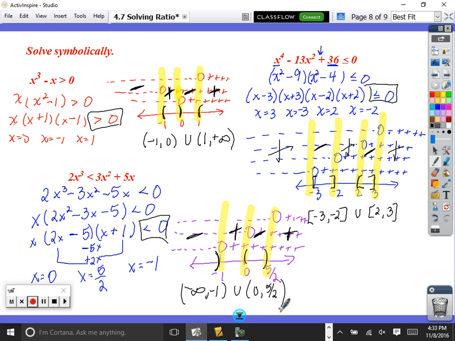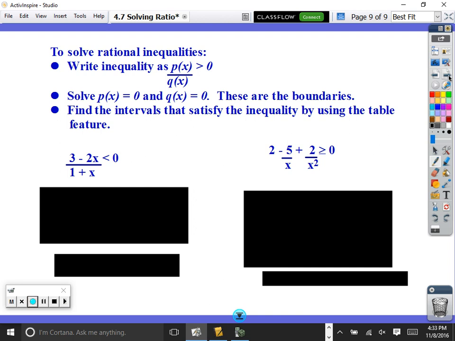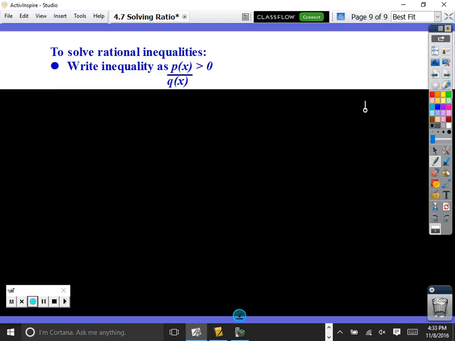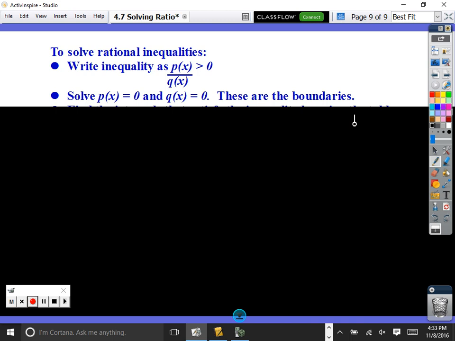Now let's look at the rational inequalities. First of all, when you have a rational inequality, you must make sure it is rational: one polynomial over another polynomial. And then you will do the same thing and compare it to 0. You will then find what are called its boundaries. You will do that by taking the numerator and setting it equal to 0, and the denominator and setting it equal to 0.